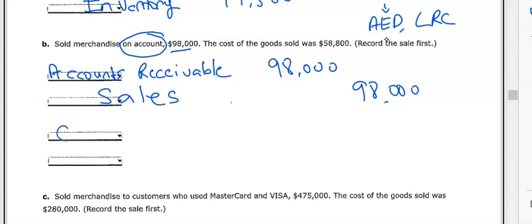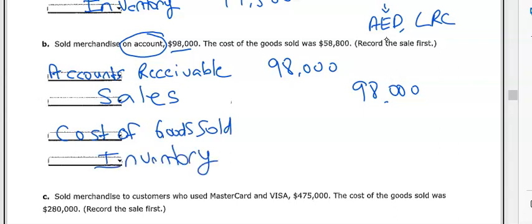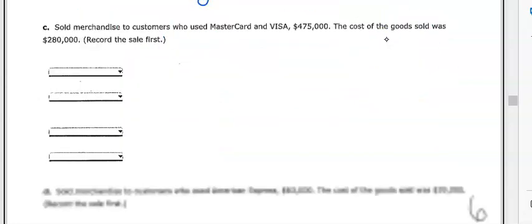Next, we need to record us moving it out of inventory and into the expense named cost of goods sold. So expenses always get debited to increase them. Cost of goods sold. And then we're going to move it out of inventory because the customer took the inventory. So our inventory decreases and they tell us $58,800. So we'll debit the expense and credit the inventory. And that is how we do that one.